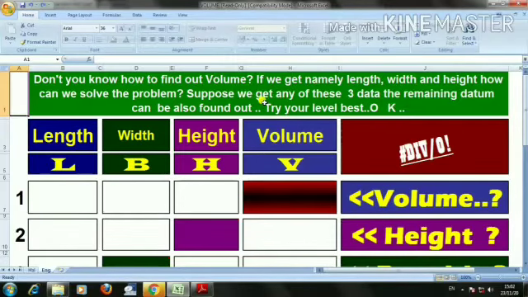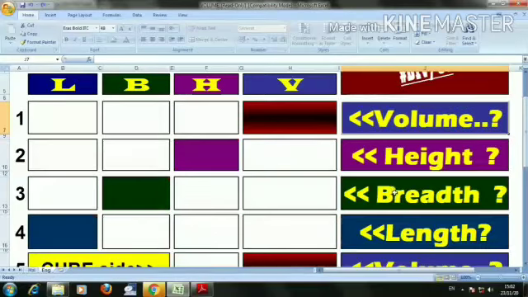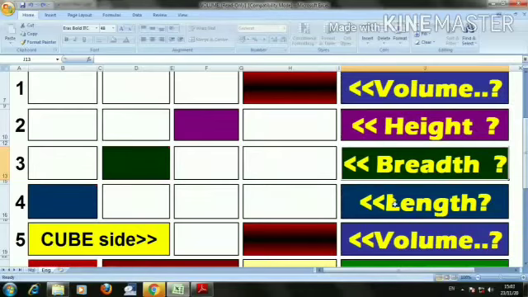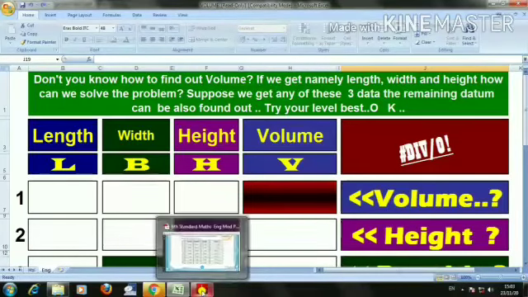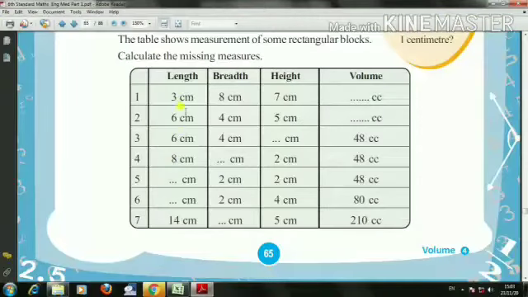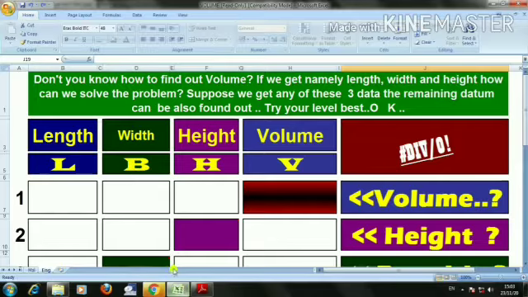That's the instruction. Now here is the space for entering data, where you have to enter the answer. Here is the space for finding out volume, here is the height, here is to enter breadth, here is to enter length, and here is to enter volume again, which is the space for the cube. Now let's go to the questions here. The first question is 387, that we can enter here.